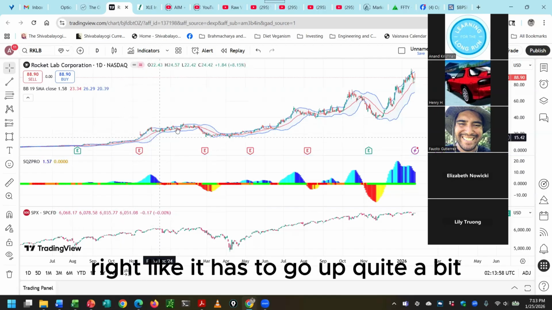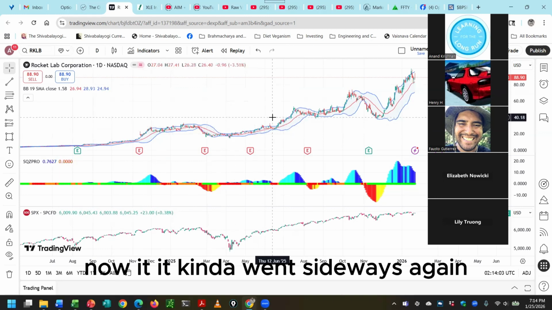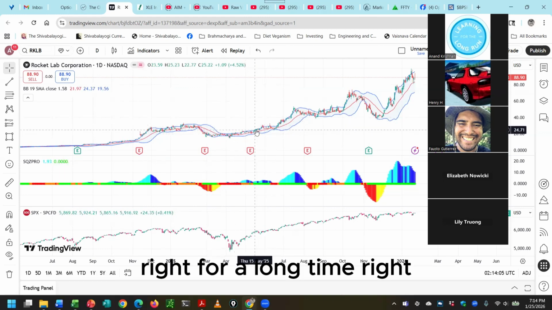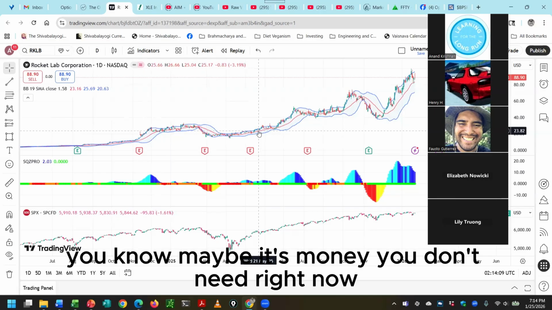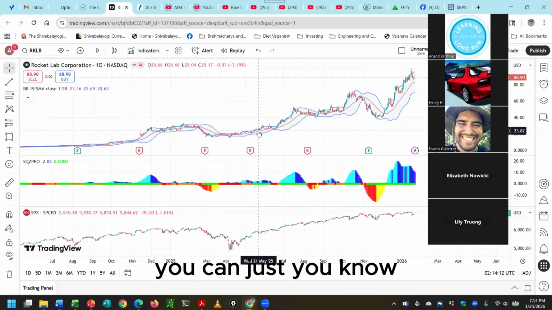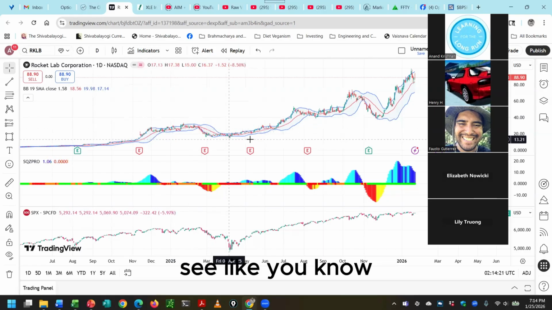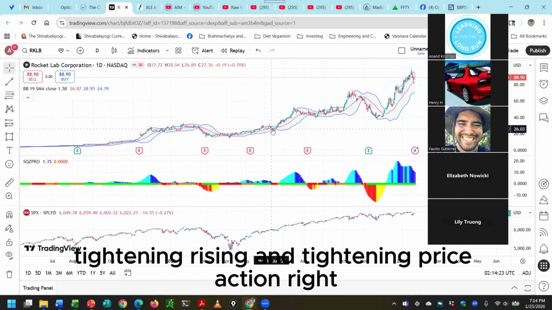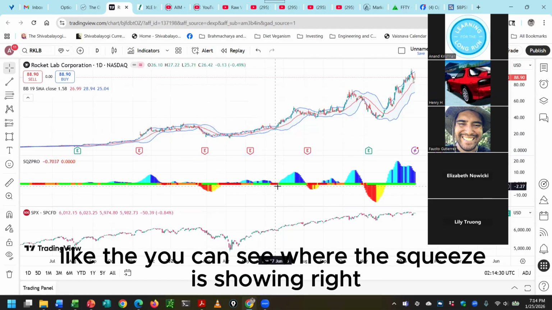Like it has to go up quite a bit, like over here too. Now it kind of went sideways again for a long time. Now, if you're patient enough, sure, go ahead, maybe it's money you don't need right now. You can just throw it in there and tie it up. It's fine. But what you want to see is rising and tightening price action. So once you see that, you can see where the squeeze is showing.